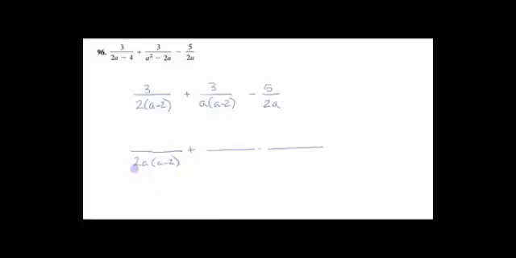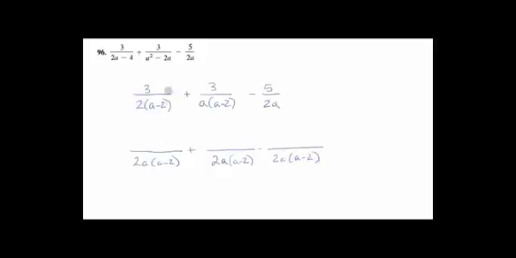How many times does 2 show? It shows once here, none here, once here. So I'll use it only once. A shows up no times here, once here, once here. I'll use it once. A minus 2 shows once, and no times. I'll use it one time. So 2a(a minus 2) is going to be my least common denominator.